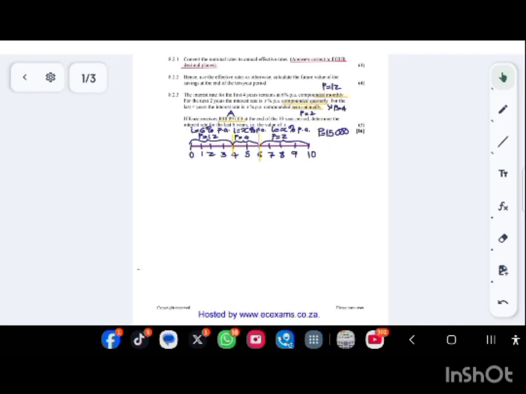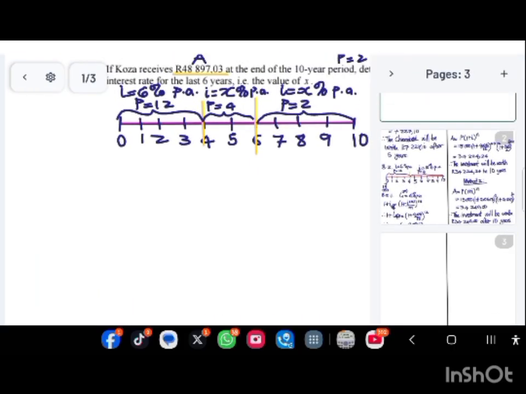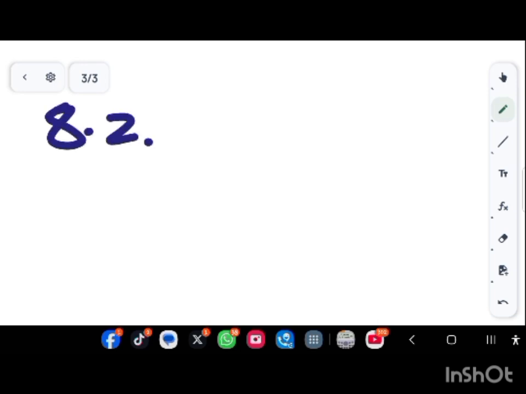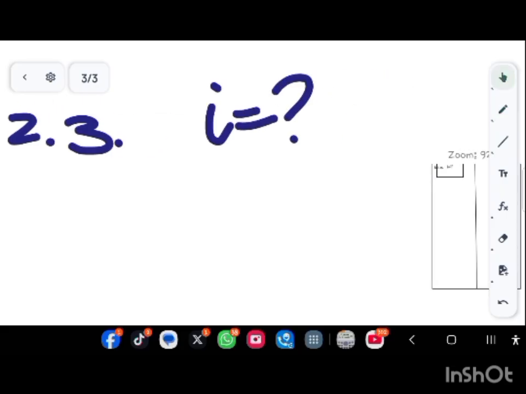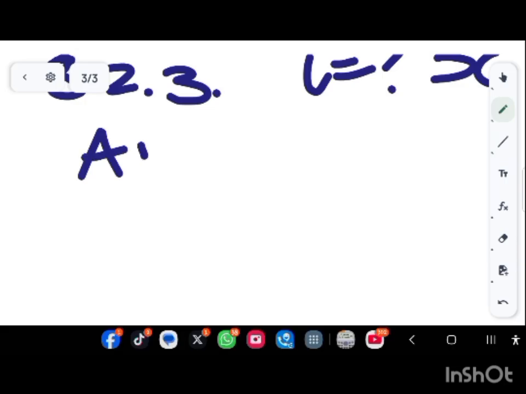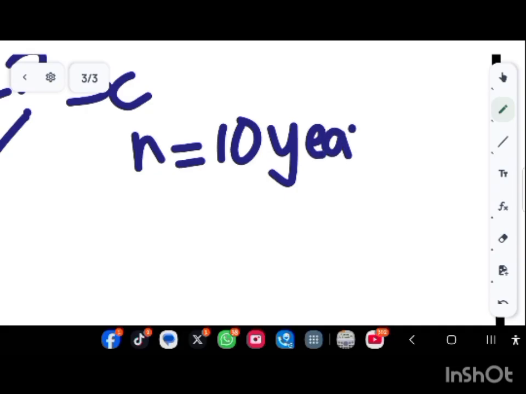So let's go. So this is what we have. 8.2.3. We're looking for the interest rate, which happens to be X in this case. We've got the final amount given. We've got the initial amount, it's given. We've got the total number of years, which is 10 years, it's given. And we're looking for the interest rate.